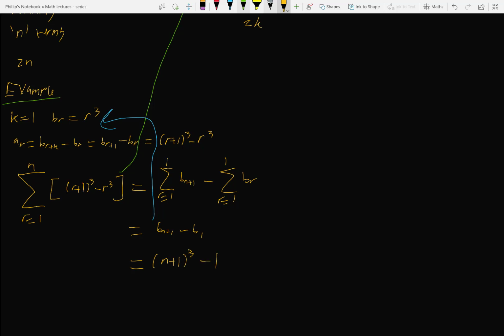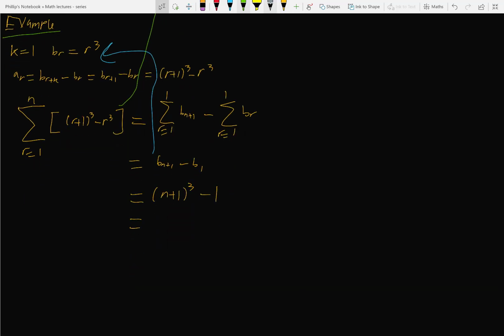Now, we can expand these using the binomial theorem, or you can expand them by multiplying them out, but I know a quick method to solve this. I'll do a video on the binomial theorem later on. But this is going to be equal to n cubed plus 3n squared plus 3n plus 1, and then obviously minus the 1. So we get n cubed plus 3n squared plus 3n as the solution.